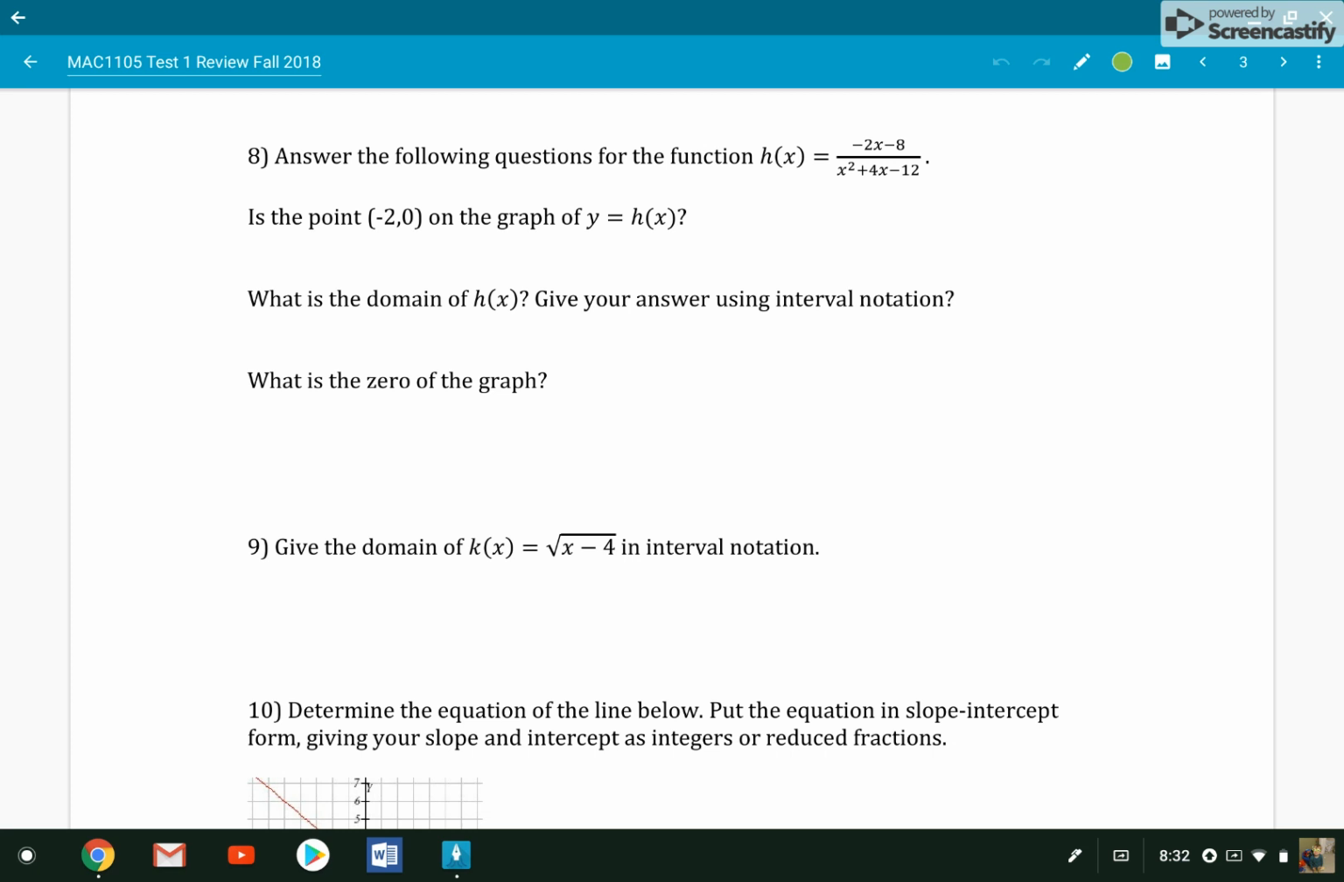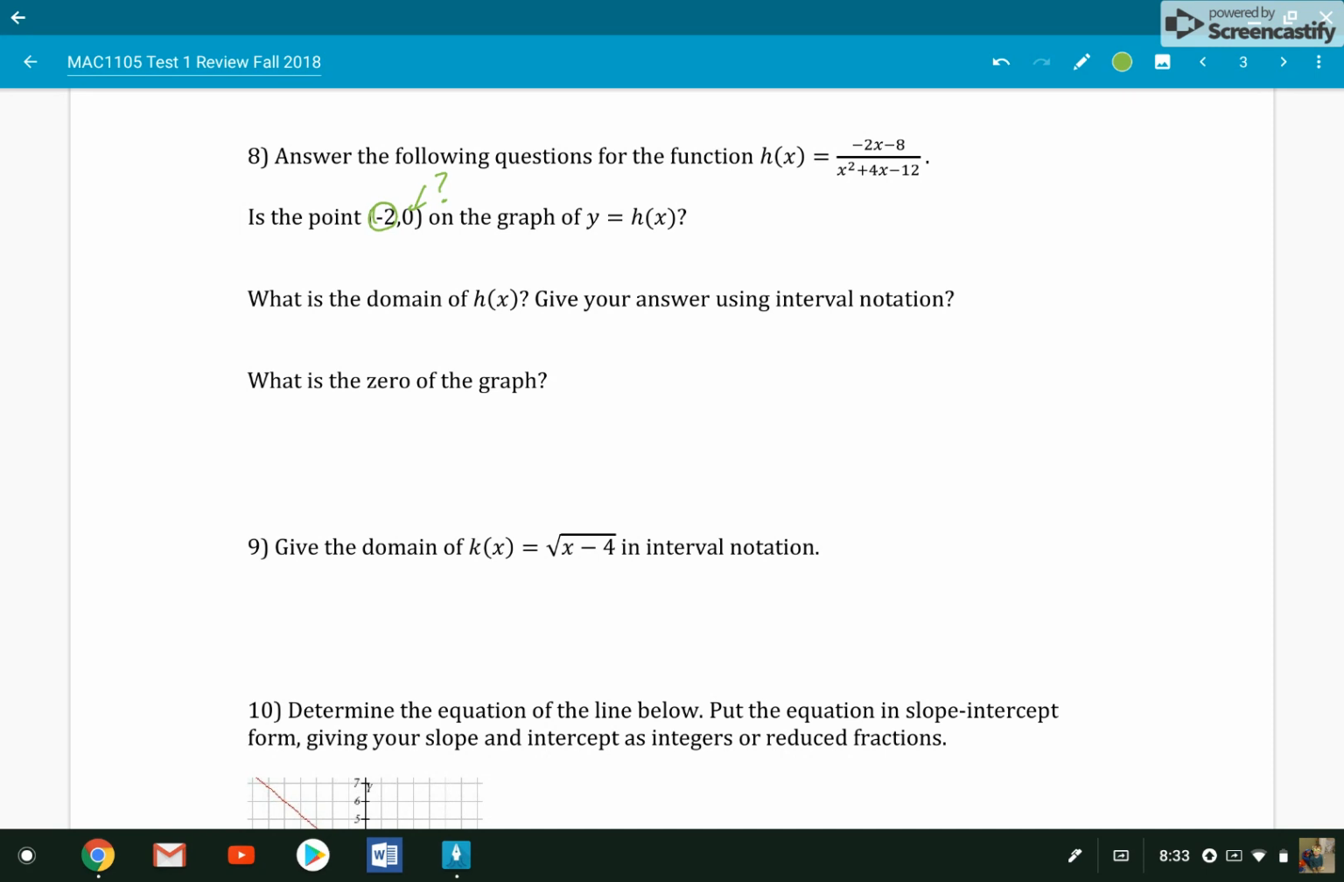All right, moving into our third page of the test review, halfway through here. Answer the following questions about this function h of x is equal to negative 2x minus 8 over x squared plus 4x minus 12. First off, is the point negative 2, 0 on the graph here? So the way I can test this is if I plug in negative 2 for x, do I get 0 out as the solution in the end?